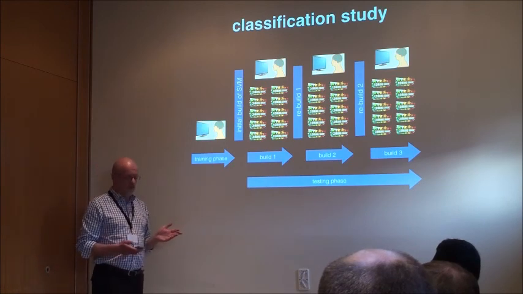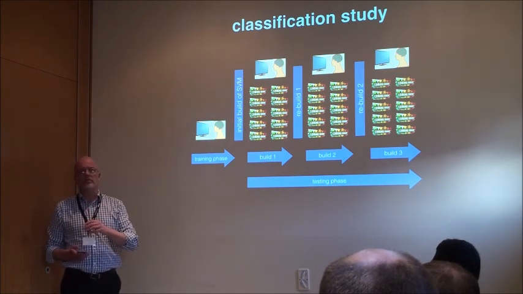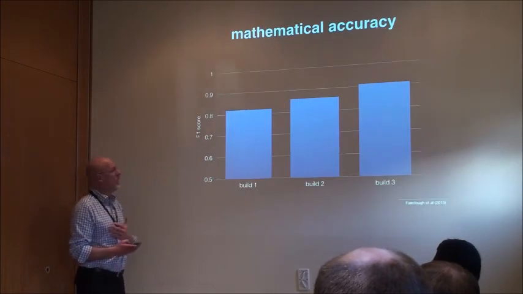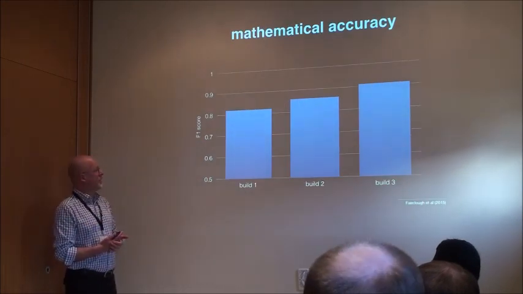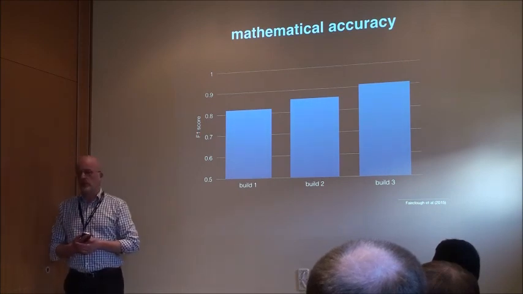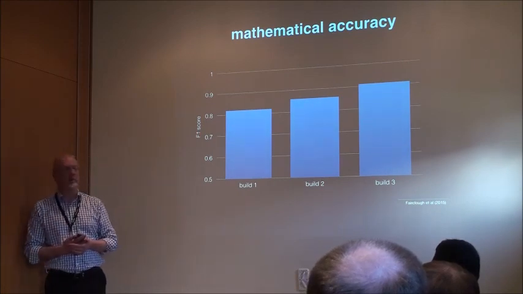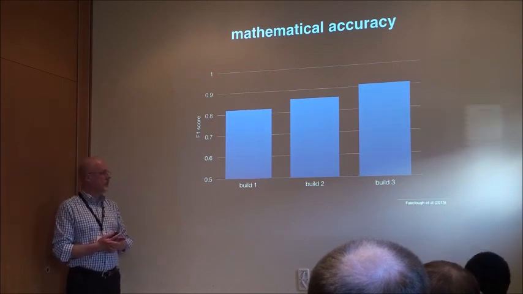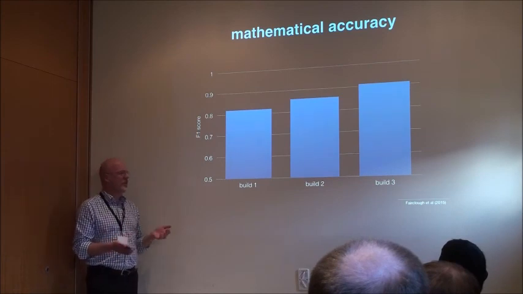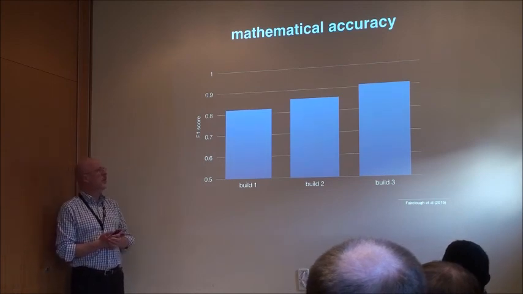Now, if we look at this in terms of what I call mathematical accuracy, or the system's estimate of its own accuracy, we get a chart that looks like this. It starts off at about 82%, and by build 3, it's up to 90%. So that's roughly what we expected, that the system will get better over time. And for those of you who are interested, this is the F1 score, a measure of mathematical accuracy of classification.